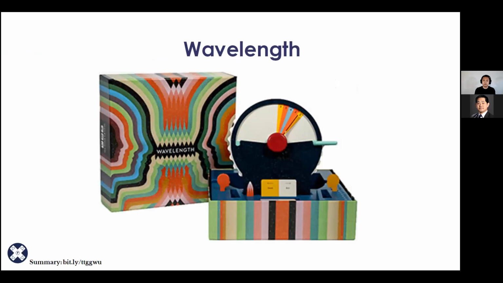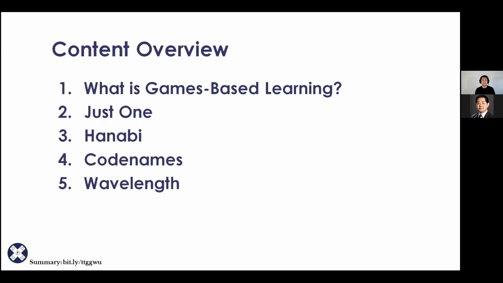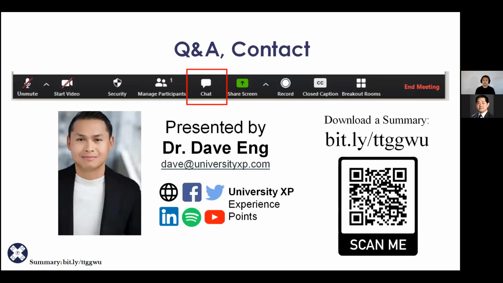All right, so that was Wavelength. Again, a difficult game to explain and use with students, however, it has really great learning outcomes, but is overall a challenging game to implement because it's so subjective. So again, revisiting our content overview before we go into the last Q&A. In this session, we covered what is games-based learning. We also talked about Just One the Game, Hanabi, Codenames, and Wavelength.